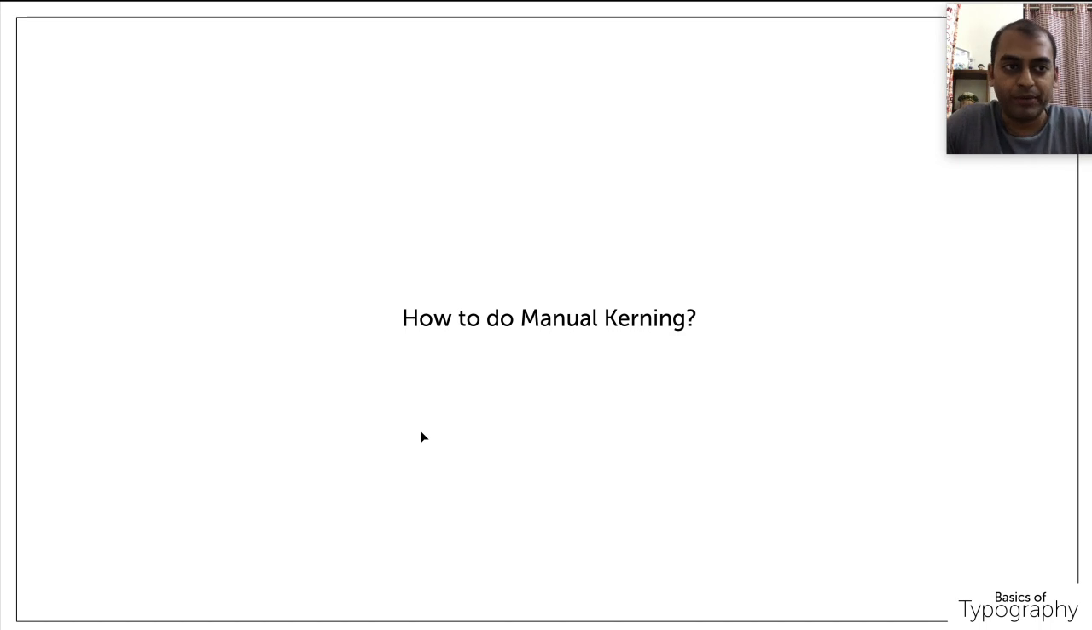So how to do manual kerning. Before starting with manual kerning, as a default there is auto kerning done in every system. The auto kerning can be optical or metric, and there is an ample amount of difference between optical and metric, which we have seen in the last video itself. But those two are okay for us. Optical or metric doesn't affect readability. Even if you choose wrongly, it doesn't affect readability.